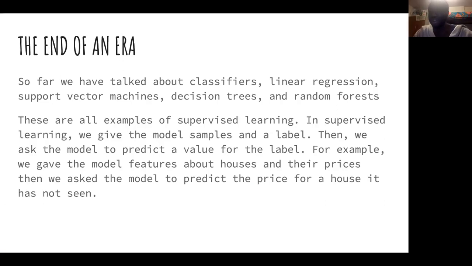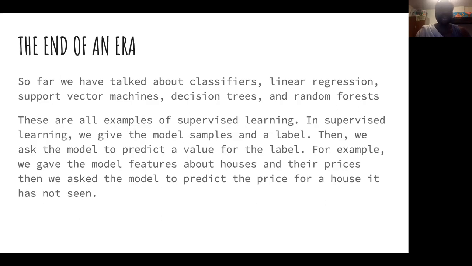So far we've talked about classifiers, linear regressions, support vector machines, decision trees, random forests, and all the other fun stuff. And these are all examples of supervised learning algorithms. Now in supervised learning algorithms, we give the model samples and a label. For example, the first one we learned, we gave the model features of houses, and then we gave it prices, and we said, okay, this is a new house. Help us predict the price for this one.